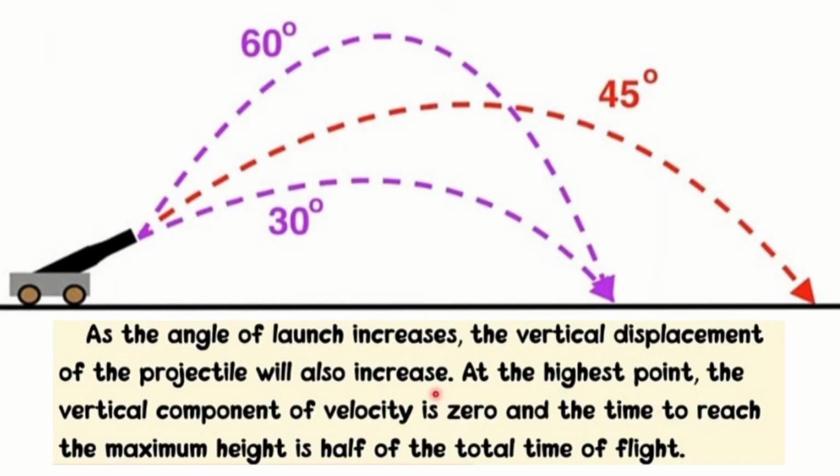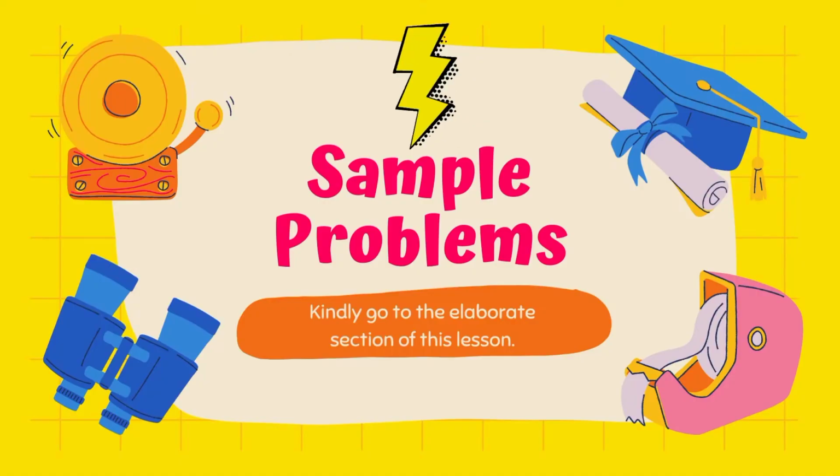As the angle of launch increases, the vertical displacement of the projectile will also increase. At the highest point, the vertical component of velocity is 0, and the time to reach the maximum height is half of the total time of flight. In the elaborate section of this lesson, you can find sample problems related to projectile motion. Take your time to understand it. I know you can do it, dear students.